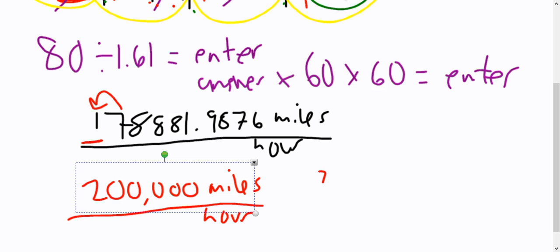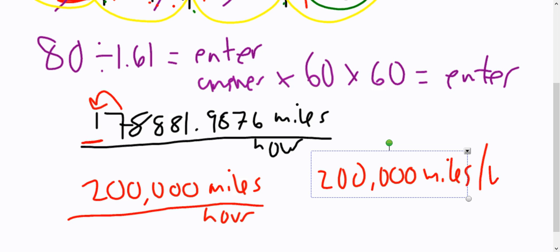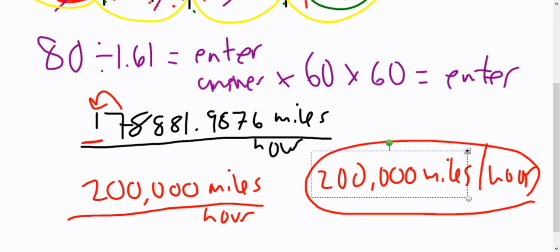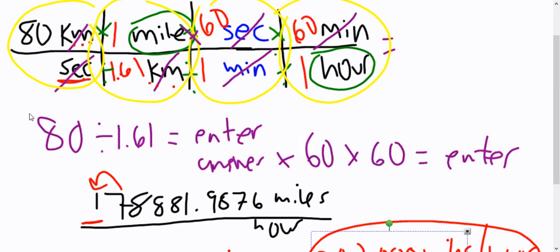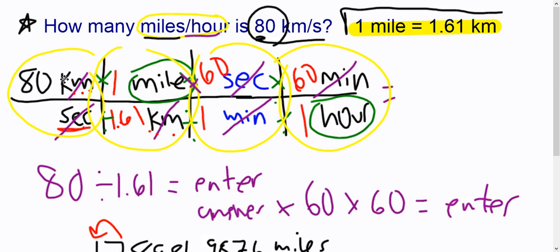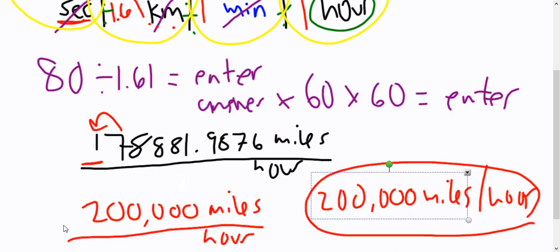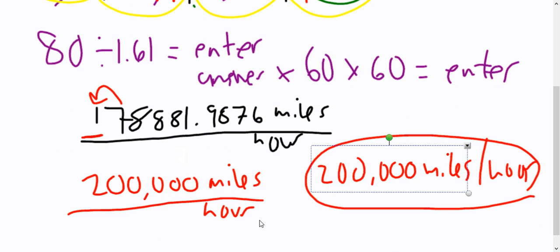You could also write this out as 200,000, if you like the slash for your answer, miles per hour. So either one is communicating the same answer here. Okay. I hope this example kind of showcases canceling units on the top and on the bottom, as well as plugging answers into your calculator, and finally reporting your answer in correct significant figures.